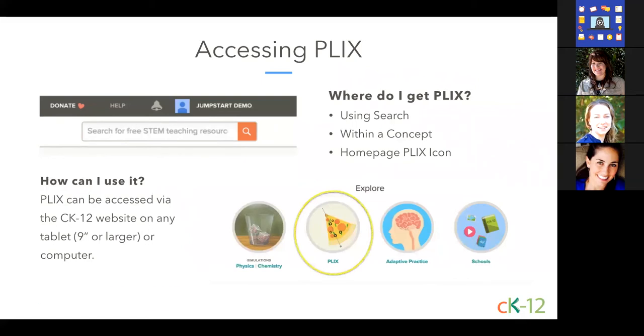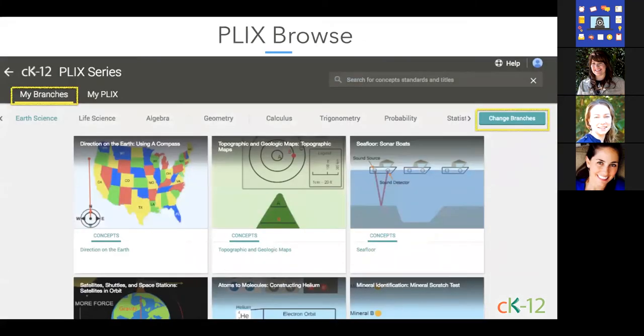You can access PLIX through the circular PLIX icon on the homepage. Alternatively, you can jump directly to the PLIX browse page using www.ck12.org/PLIX. Let's see what that looks like. Once on the browse page, you've got a few options. Remember to sign in if you haven't, and then you can choose your branches. This will help filter your PLIX according to the areas you're teaching. If you've done this and you want to update those branches, you can click on Change Branches.